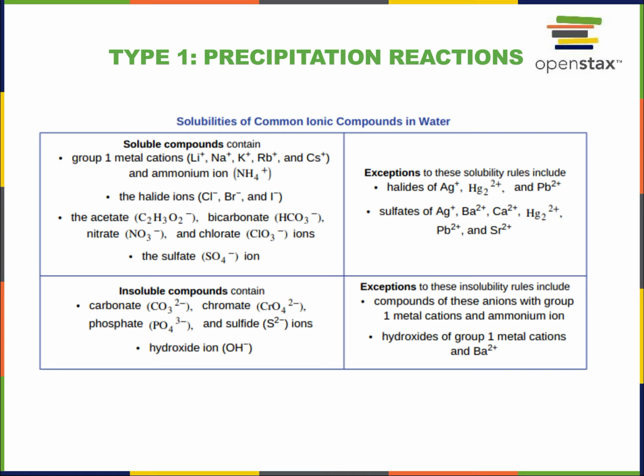This table is from your book and helps us predict the solubility of certain reactants. For example, when a group 1A metal reacts with a group 7A halide, it forms a soluble product, which means it's not a precipitate. On the other hand, when a cation like silver, mercury, or lead reacts with a group 7A halide, it forms a solid that is insoluble, which means a precipitate will form.